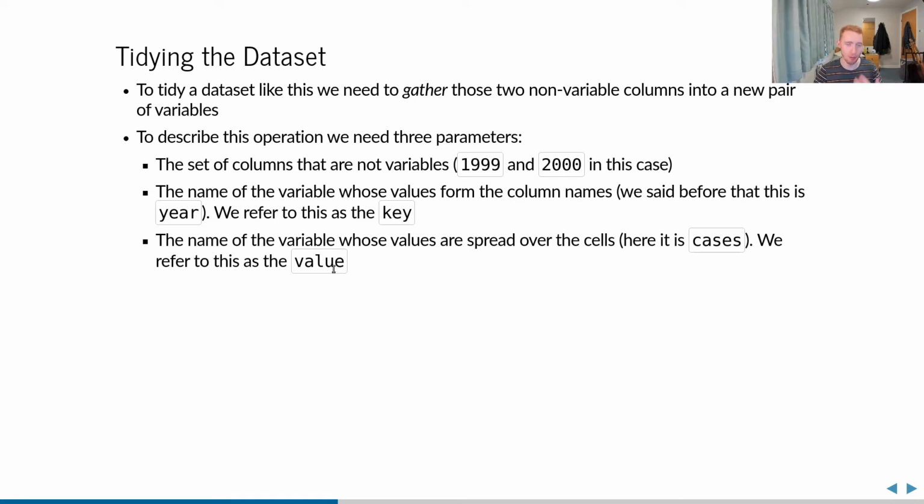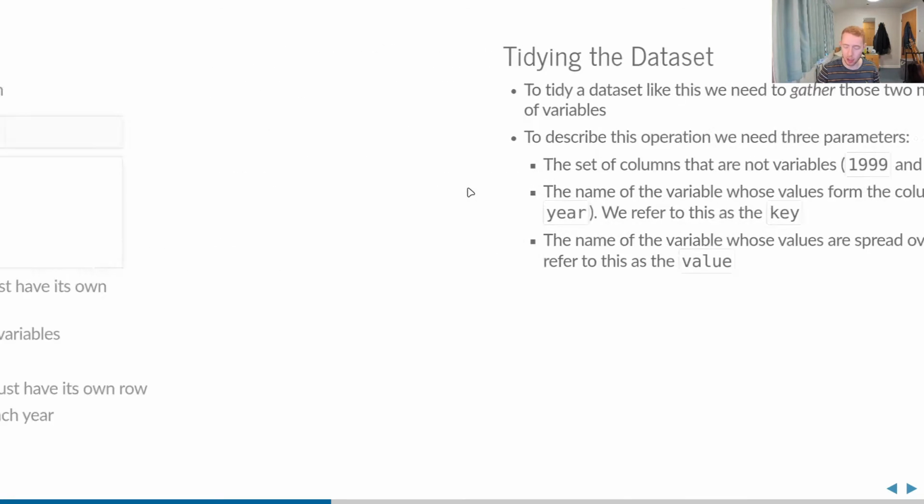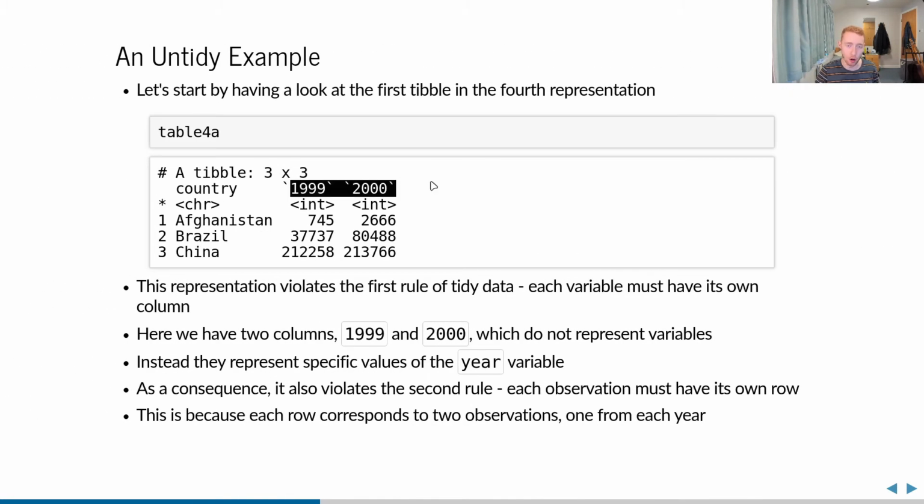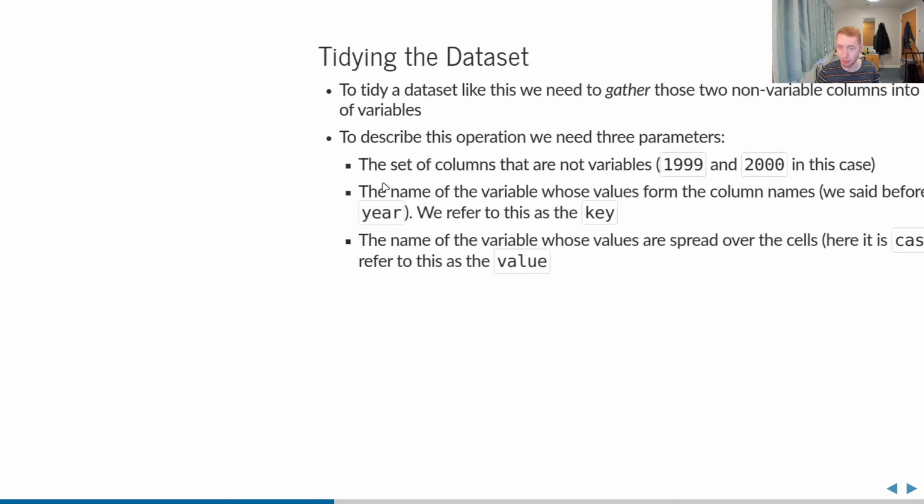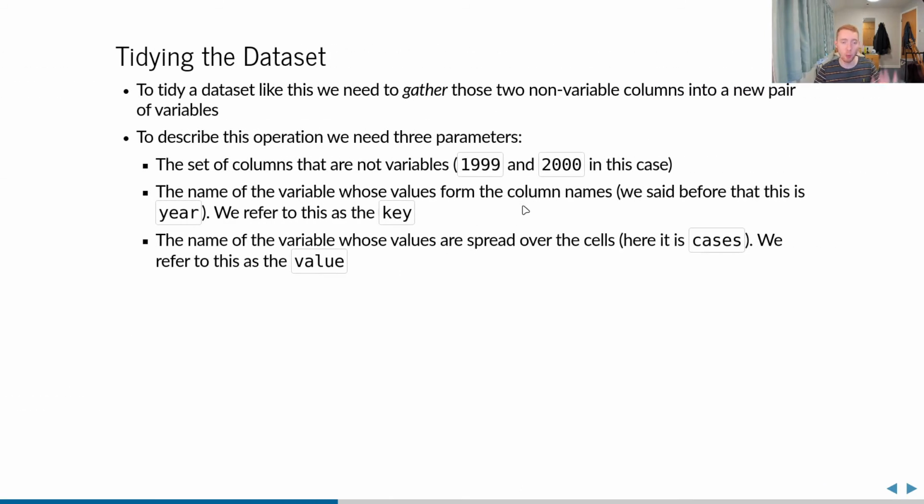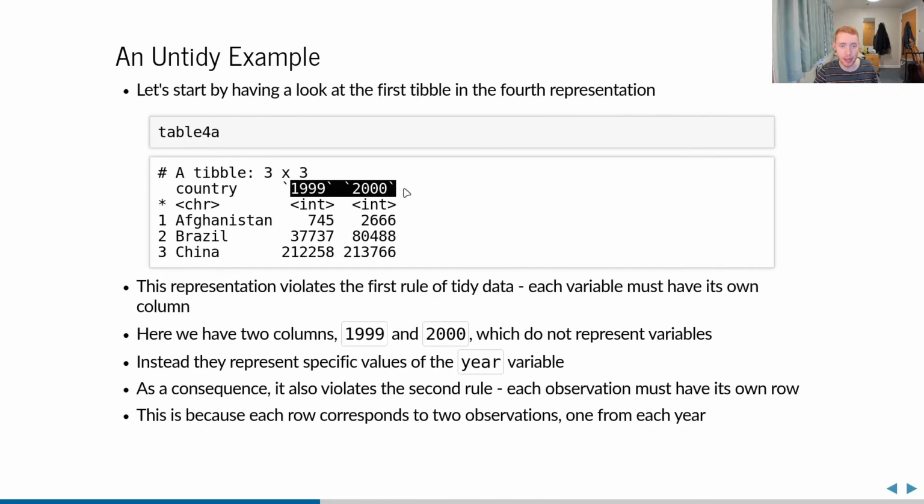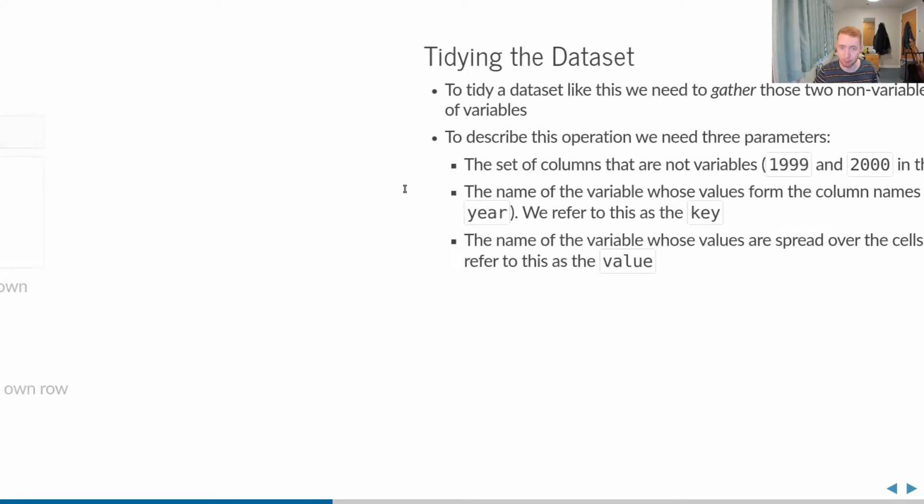So you've got to think the value is the one that's kind of clear, the key is just the other one. And so the key is going to be the column representing the values that are currently in the column names. In this case, the name of the column we want to create is year, because these values here represent the variable year.